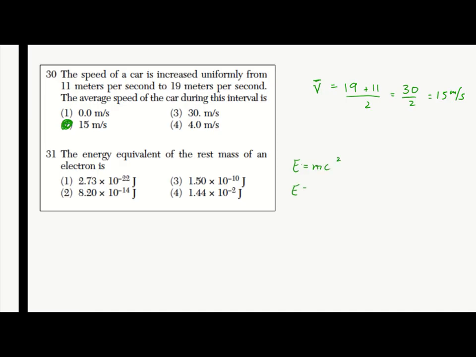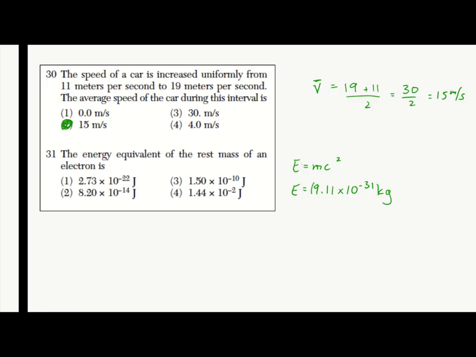We're looking for E, or energy, and the mass is the mass of the electron. You need to look on the front of the reference table for the mass of the electron, which I also need to look up because I don't remember it off the top of my head. And don't forget it's in kilograms. You get 9.11 times 10 to the negative 31 kilograms, and that's really small.